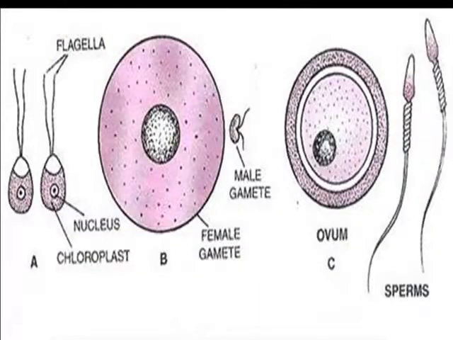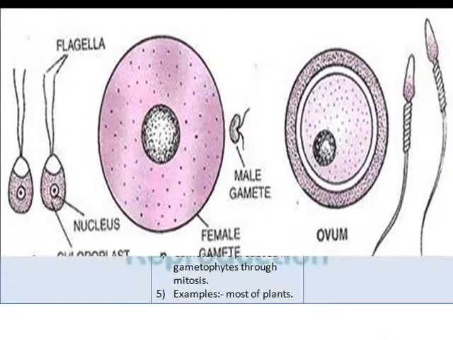Here are some examples of gametes. In the A part you can see that they are homogametes. They are morphologically almost similar. Both bear flagella, that is both are motile, and their round structures where the nucleus is are also the same. So they are homogametes. In the B part you can see that they are different. One is bigger in size while the other is smaller, and even C is an example of humans. The ovum is larger while the sperms are very small, right?